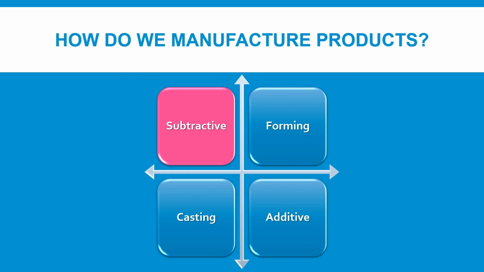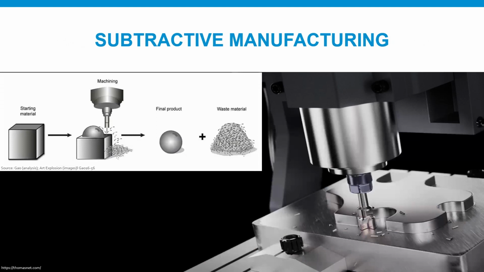The first method is subtractive manufacturing. From the picture, you can see it is a process by which 3D objects are successively constructed by cutting material away from a solid block of material. Subtractive manufacturing can be done by manual cutting of the material, but it is usually done with a CNC machine.